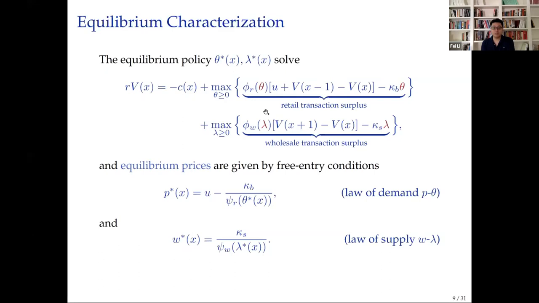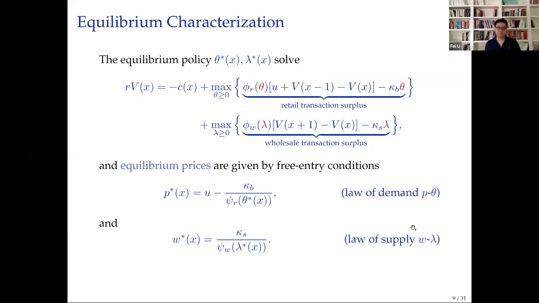The social surplus we create from matching is just the increase in the dealer's continuation value, and then we pay the social cost of matching, maintaining this market tightness. And having solved these theta and lambda policy functions, we can plug them into the free entry condition. So we'll get the equilibrium price as a function of the dealer's inventory. But it's worth mentioning that because of the standard directed search trade-off, each of the buyer and the seller will get zero profit in expectation. So the free entry condition in the retail market is going to essentially give us a law of demand. There will be a negative relation between P and the market tightness. And the free entry condition in the wholesale market is going to give us a law of supply, which is going to be a positive relation between W and the market tightness lambda.